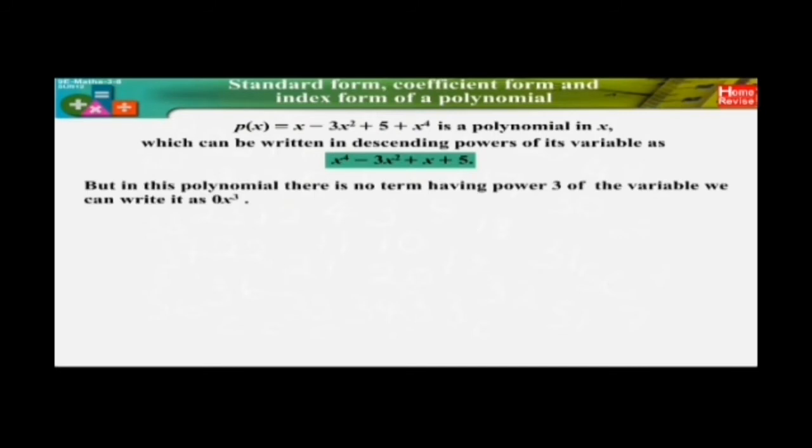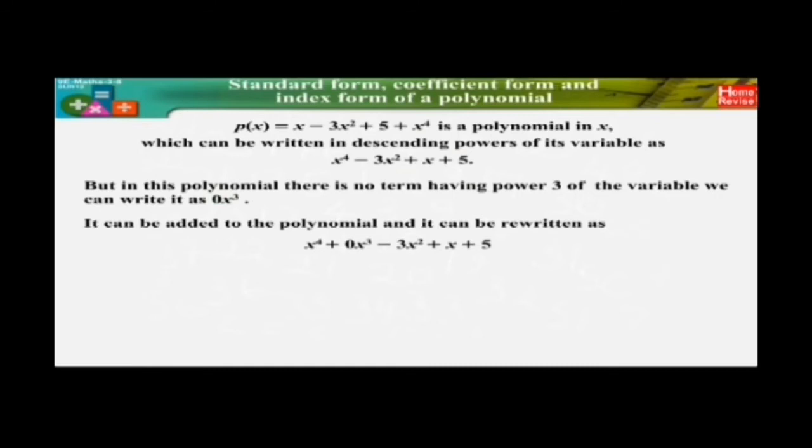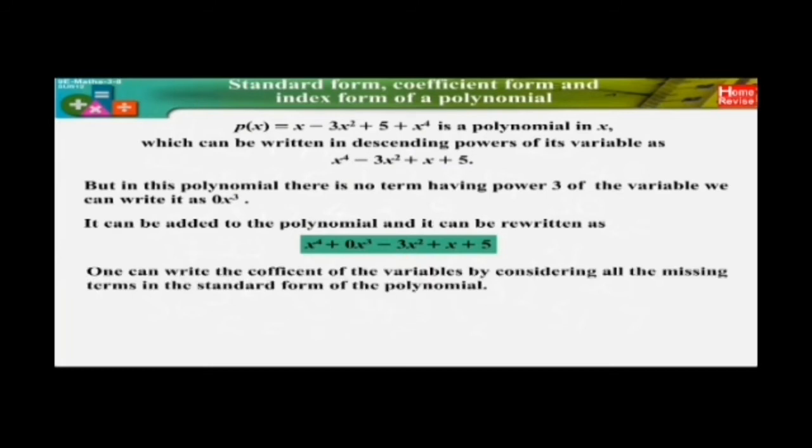But in this polynomial, there is no term having power 3 of the variable. We can write it as 0x cube. It can be added to the polynomial and it can be rewritten as x raised to the power 4 plus 0x raised to the power 3 minus 3x square plus x plus 5. This is called index form.